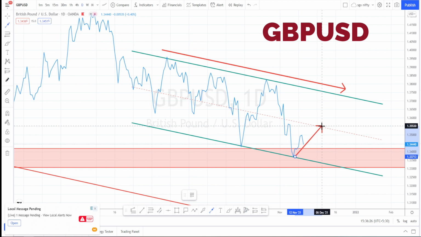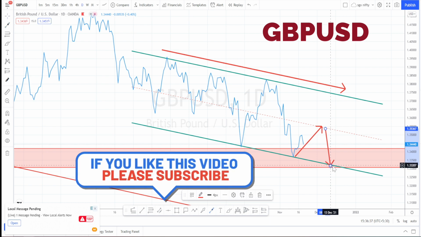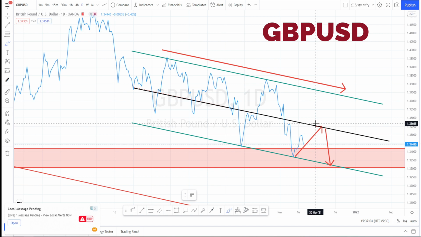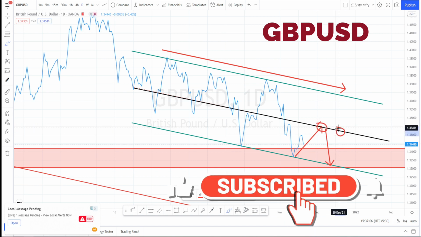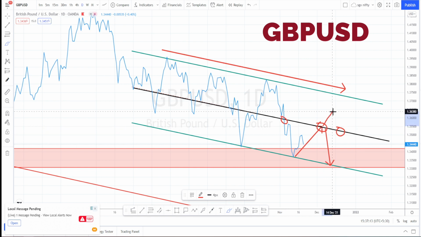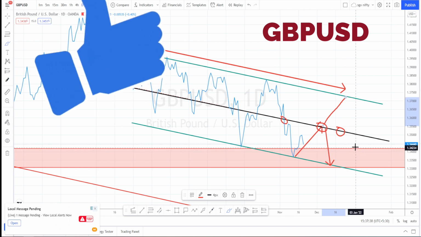I'm expecting it to at least retrace up to this level, which is around 1.355, and then continue its downtrend. So overall the price action is on the bearish side. This black line or central line of the channel pattern will be acting as a resistance for now. If it manages to break this resistance, we can expect the current price action to go on the upper side and test on the resistance of this channel pattern. Let us do the analysis in hourly time frame.